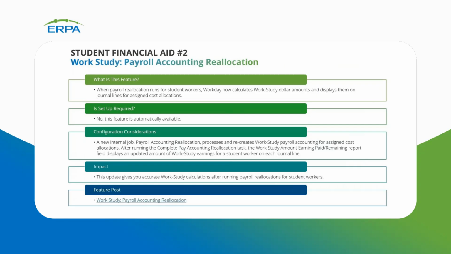After you run the complete pay and accounting reallocation task, the system automatically updates the payroll accounting entries tied to work study. The work study amount, earning paid, and the amount remaining filled on each journal line now reflect the recalculated earnings for that student worker. And so this enhancement is great. It's going to be ensuring that the work study payroll accounting always reflects the correct distribution of costs. It provides accurate real-time tracking of student work-study earnings, and this will help us greatly for budgeting, reporting, and reconciliations.